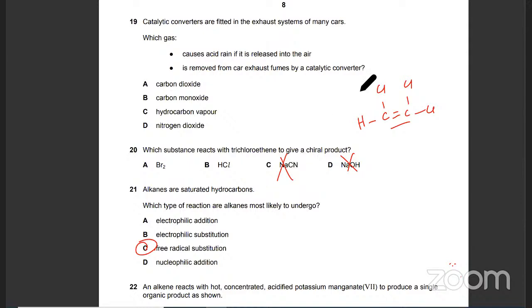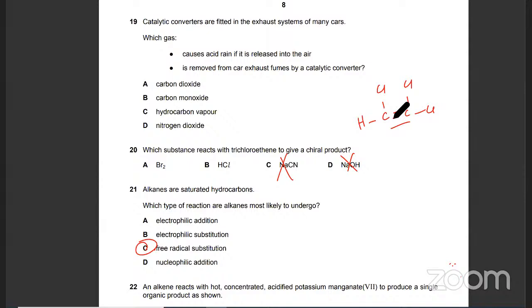Halogenoalkanes. So the Cl will get replaced by CN, right? But that will still not make it chiral, because you have to get rid of the double bond. The NaOH will also get rid of the Cl, but you'll have OH instead. But you can't have a chiral centre until and unless you get rid of the double bond. Is that clear? Yes, sir.